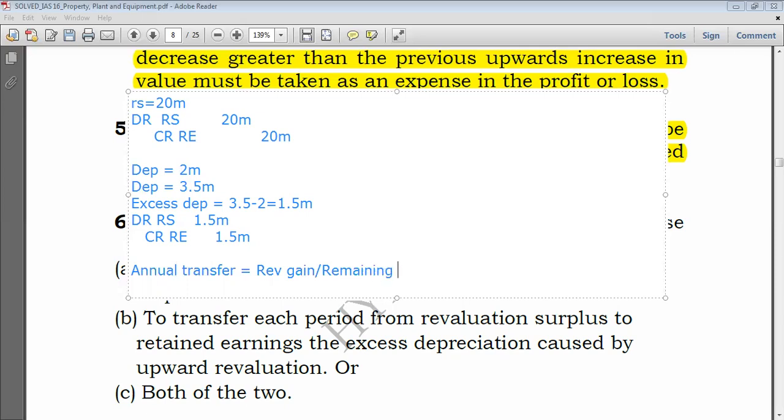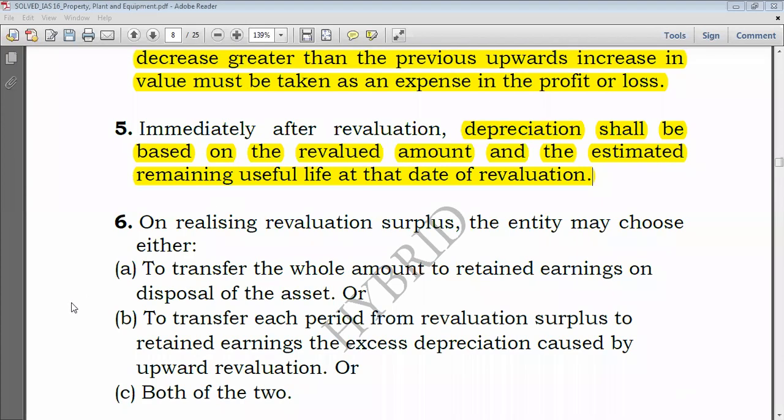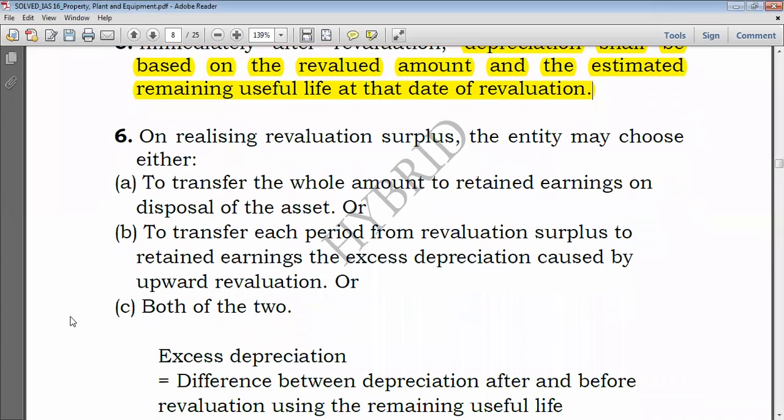This one is very simple. Divide by the remaining useful life and all will be fine. Instead of computing depreciation, just use this: revaluation gain divided by remaining useful life, and all will be fine. So I hope everything is fine here. In case you find any difficulty, you can tell me to make a more detailed description with another example.